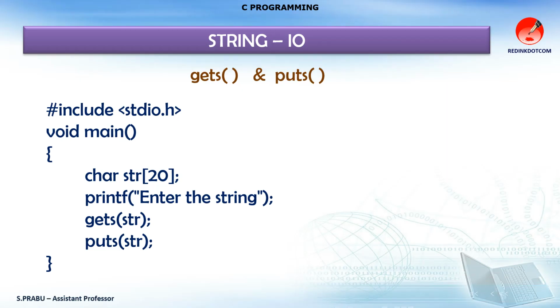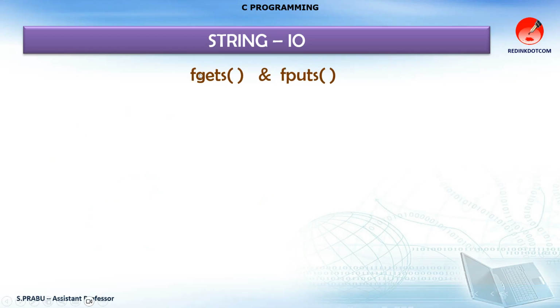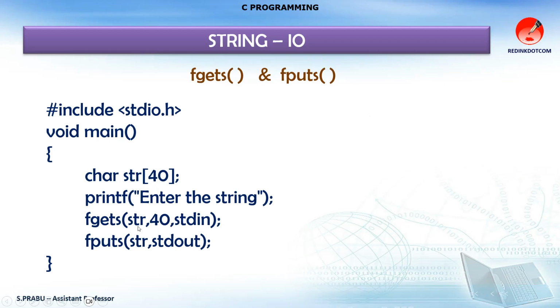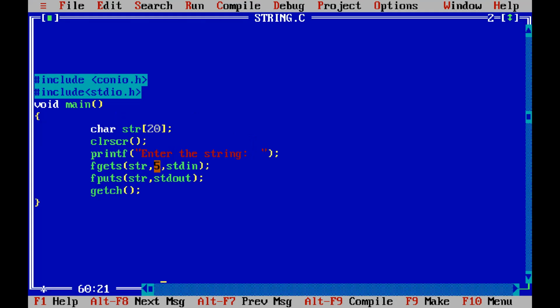The string can be read and printed using fgets and fputs functions also. So in these functions, we can give an extra argument as an integer value. This tells how many characters we use in this string, and we should mention the standard input device. So standard input device is keyboard and standard output device is called monitor. So we can restrict the number of characters when we are receiving the string input. So in this example, I restricted the number of characters present in the string to 5.